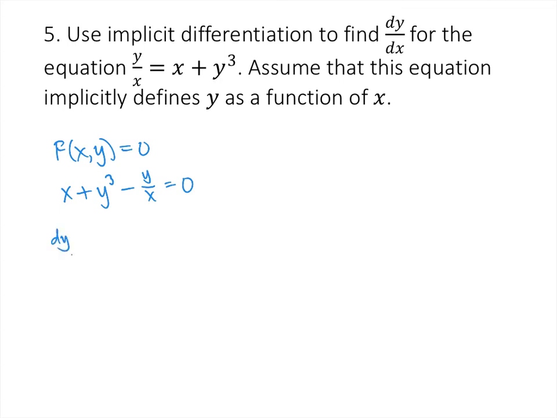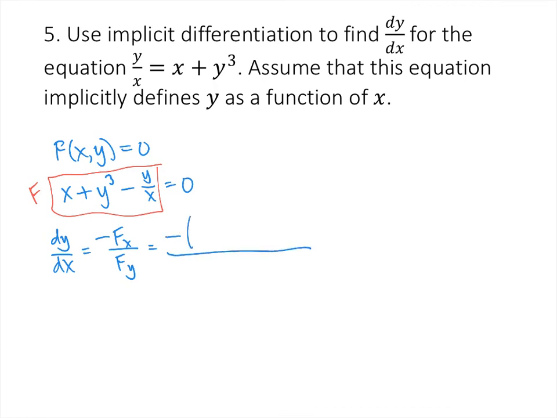And then what the formula tells me is that dy dx is going to be negative the x partial derivative of capital F divided by the y partial derivative of capital F, where this thing here, that's my capital F. Okay, so what's the x partial derivative? Well, the x partial derivative of x is 1. The x partial derivative of y cubed is 0. And then y over x, we can think of as y times x to the minus 1. And so the derivative of that with respect to x is minus y x to the minus 2.